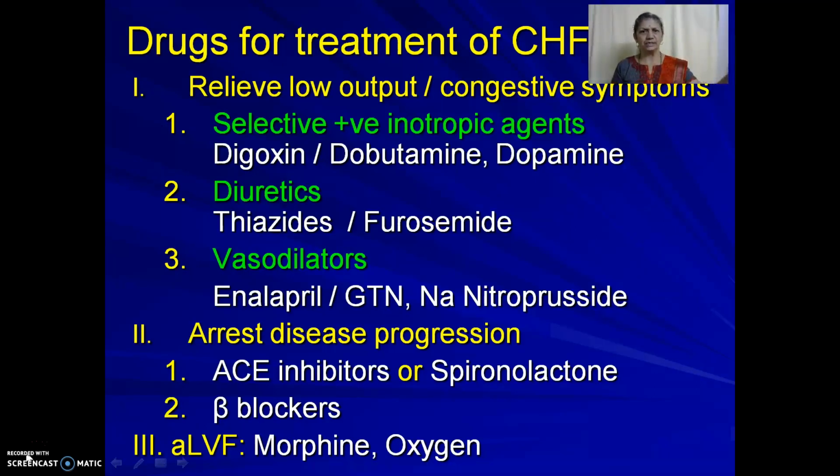To arrest the progression of the disease, the disease modifying agents in chronic management are ACE inhibitors themselves, or spironolactone is another agent which has these actions, but more commonly used are ACE inhibitors and beta blockers. And instead of beta blockers, we use the alpha and beta blocker carvedilol. And the two drugs added for acute management are morphine and oxygen. So this is the drug armamentarium on which management of CHF rests. In the next session, we will see the details of these drugs and understand in more detail how they help a patient of CHF.